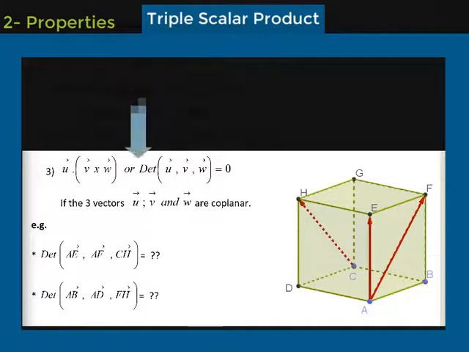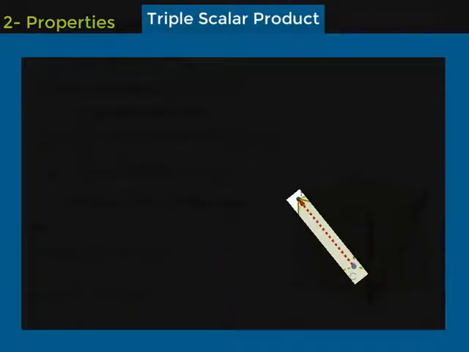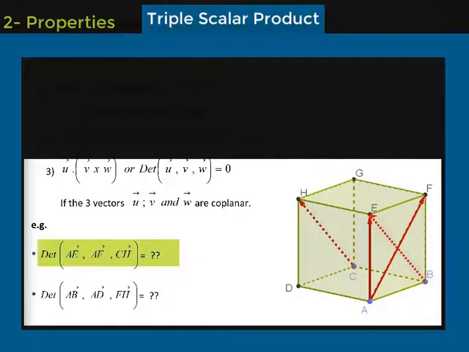The triple scalar product is null if the three vectors u, v, and w are coplanar. Example. What about the determinant of the three red vectors? Take 10 seconds to think about it. In fact, the vector CH is equal to the vector BE, so the three red vectors are coplanar, so their determinant is equal to 0.